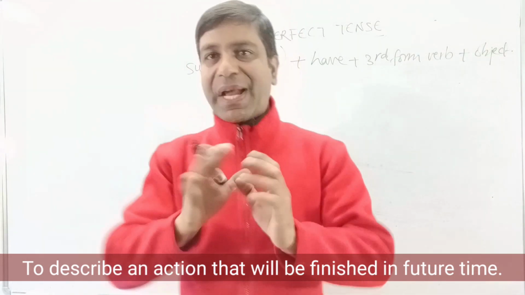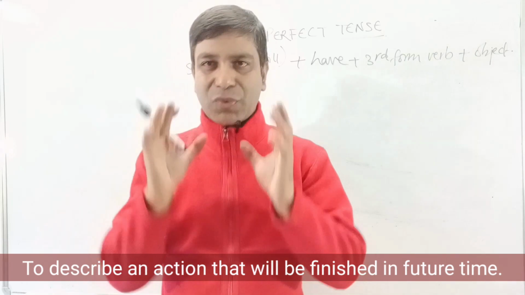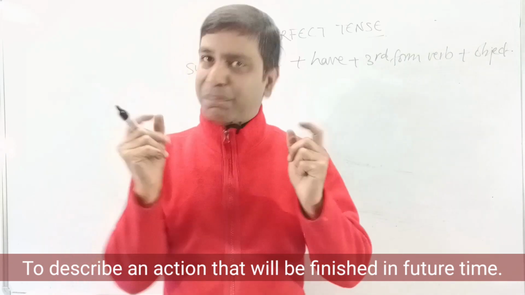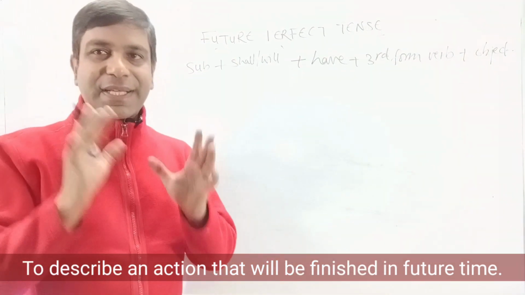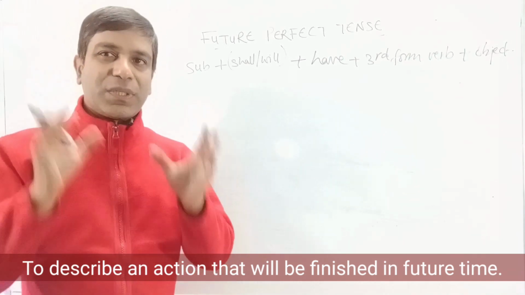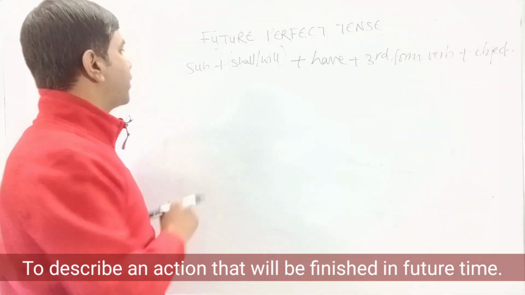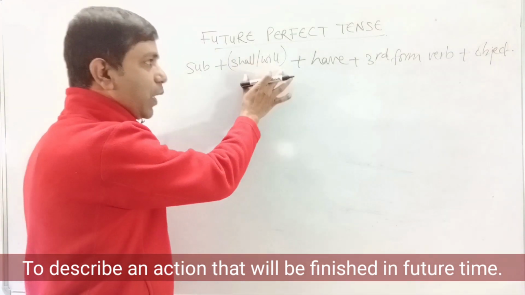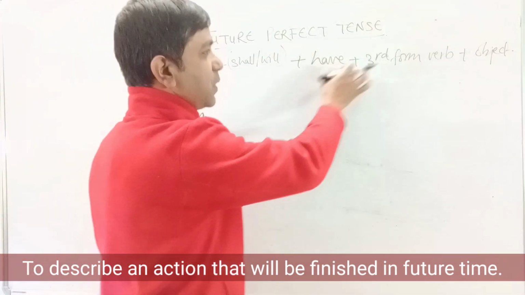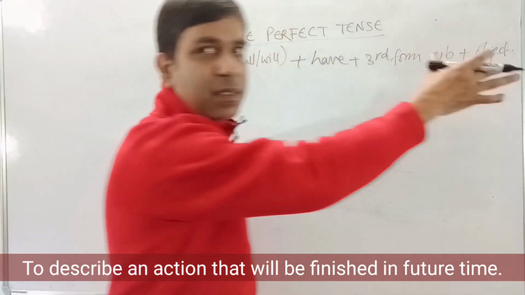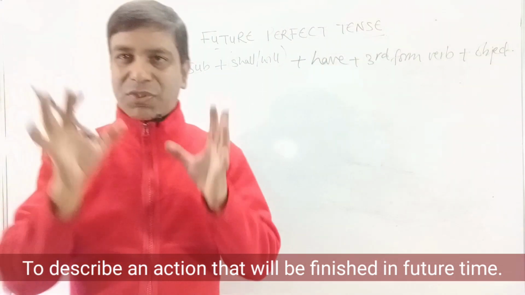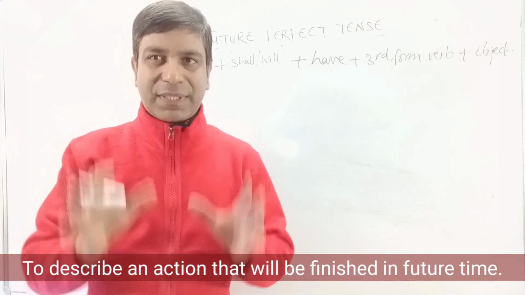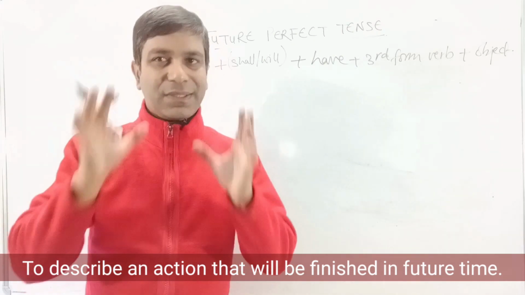Let's take a look at some examples and try to understand in a deeper manner. First, let us take a look at the structure of future perfect tense. A future perfect tense has a subject plus shall or will plus have plus third form of verb plus object. So this is the structure of future perfect tense. Now let us take a look at the example.